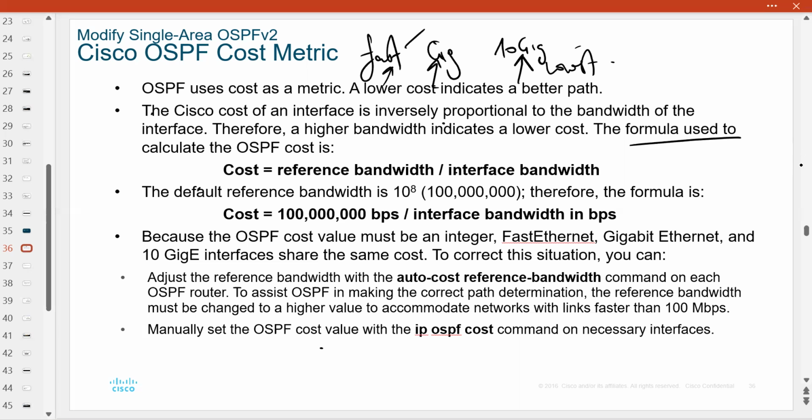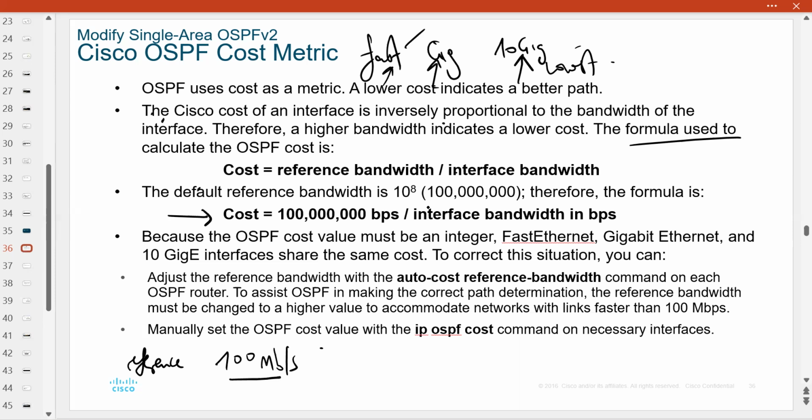The formula used to calculate the cost is: cost is equal to the reference bandwidth over the interface bandwidth. And what is the reference bandwidth? The default reference bandwidth used by Cisco devices is 100 megabits per second. So this is the default reference, 100 megabits per second. This is the same as this one. I think it's easier to take it as 100 megabits per second.